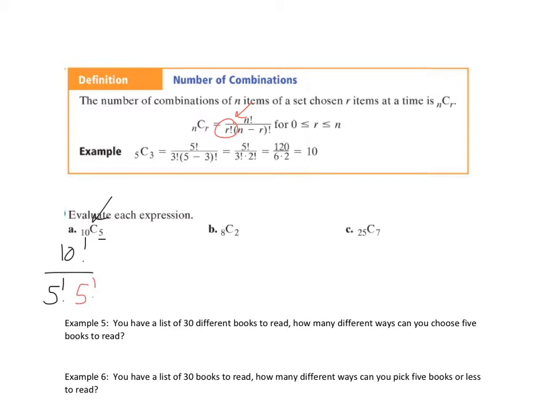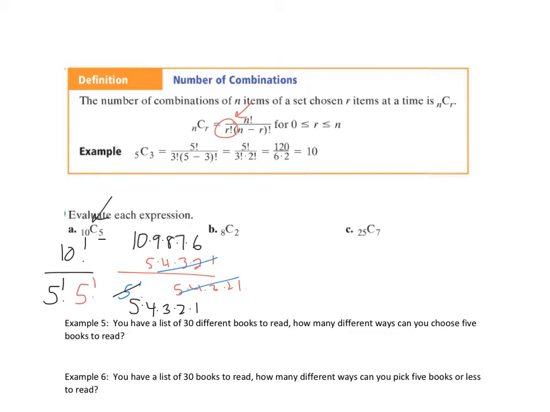So in the numerator, you're going to have 10 times 9 times 8 times 7 times 6, then times 5, 4, 3, 2, 1. But on the bottom, you're going to have 5, 4, 3, 2, 1, and then you're going to have 5 factorial. These cancel out. So you're going to have 10 times 9 times 8 times 7 times 6 over 5 times 4 times 3 times 2 times 1. See how those fives cancel out?